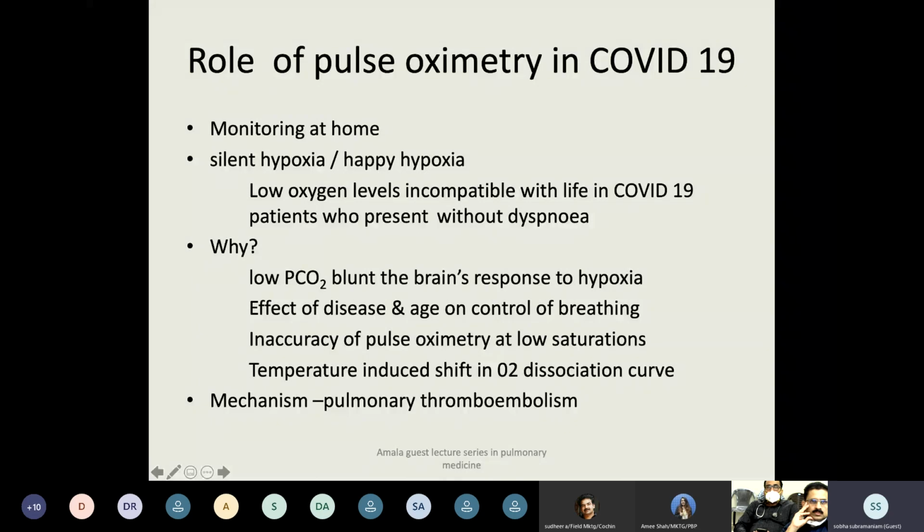Low PCO2 actually blunts the brain's response to hypoxia, as a result of which they don't perceive the dyspnea and they don't go into hyperventilation. Then effects of disease and age on the respiratory center controlling breathing may also be an explanation. For example, most of them are diabetic or elderly, so they have a blunted response. Then inaccuracy of pulse oximetry at low saturation.